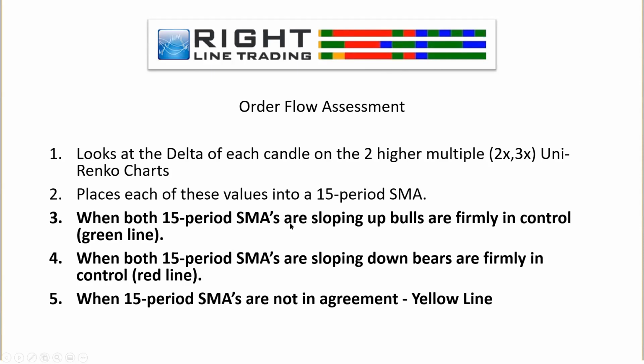So when the 15-period SMAs are sloping up on both higher time frames, the bulls are firmly in control of the market. And when both 15-period SMAs are sloping down, the bears are firmly in control of the market. And when the 15-period SMA is yellow, it means these 2 lines are not in agreement. It defines chop, which is extremely important to define, and we don't trade.